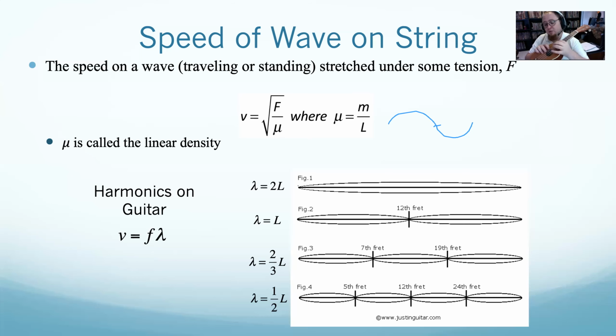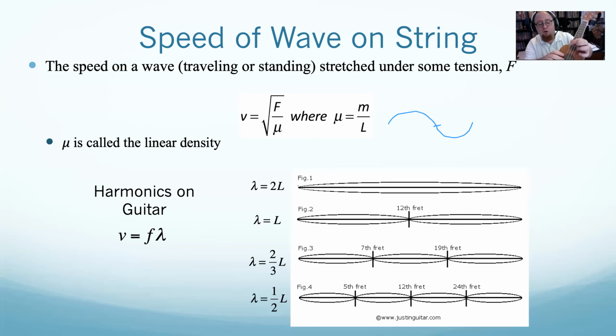The reason why is that I'm changing the wavelength from 2L to L. I'm cutting the wavelength in half. And because I'm cutting the wavelength in half, well, the velocity of the wave isn't changing. The velocity of the wave is based off the tension in the string, the mass of the string, the length of the string. None of that's changing.